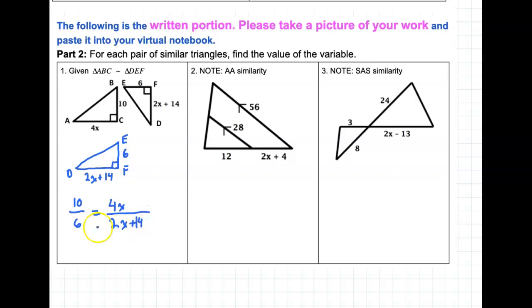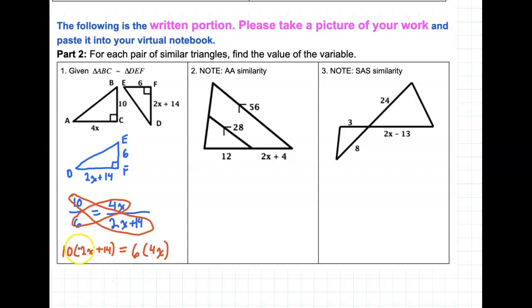Now there's a trick to solving these. In high school we multiply everything by the lowest common multiple of the denominators, and a shortcut for that is what's called a cross product. So we do a cross product here: 10 times 2x plus 14 is equal to 6 times 4x.